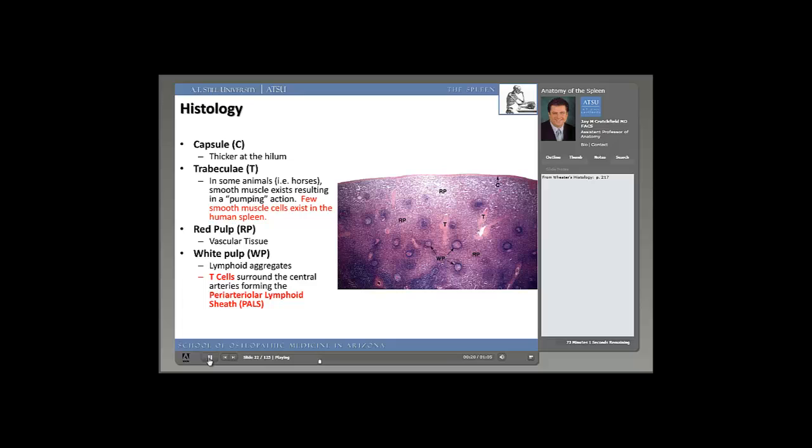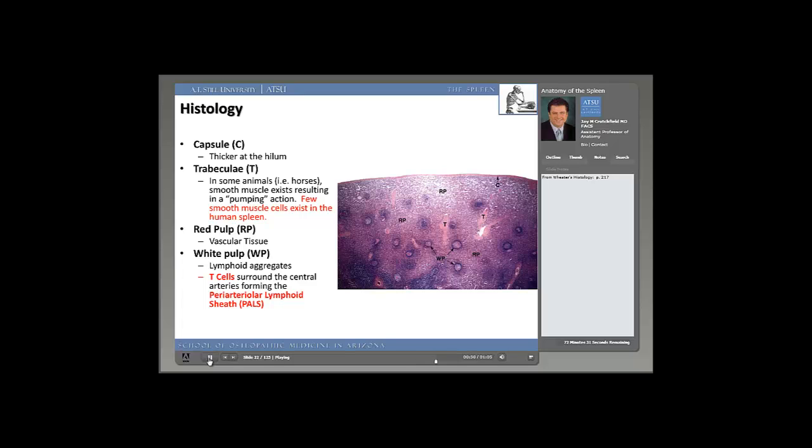It consists of reticulin fibers, and in some animals contains smooth muscle, which can cause the spleen to contract and force more red blood cells into the circulation. However, in humans, there are very few smooth muscle cells, and as such, the spleen does not act like a reservoir in the human like it would in the horse. The red pulp is mostly vascular tissue, and the white pulp consists of T cells.